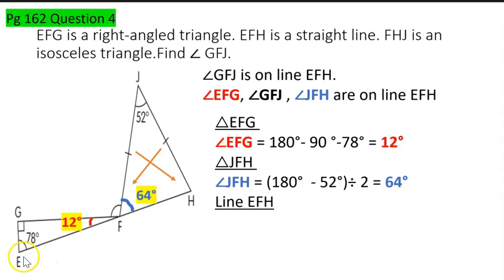Now, let's look at the straight line EFH. The three angles here will add up to 180 degrees because the angles on the straight line is 180 degrees. We can now find the angle GFJ, and it is 104 degrees.